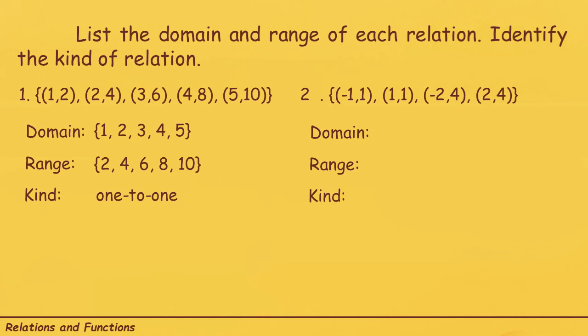Okay, time's up. For the domain, we have {-1, 1, -2, 2}. If your answer is this, then you are correct. Range is {1, 4}. Okay, kasi naulit yung 1, naulit din yung 4, pwede naman nating isulat ng 1, 4. So, based on the domain and range, this is many-to-one relation. Okay, so I hope that you are correct for the domain, range, and kind.